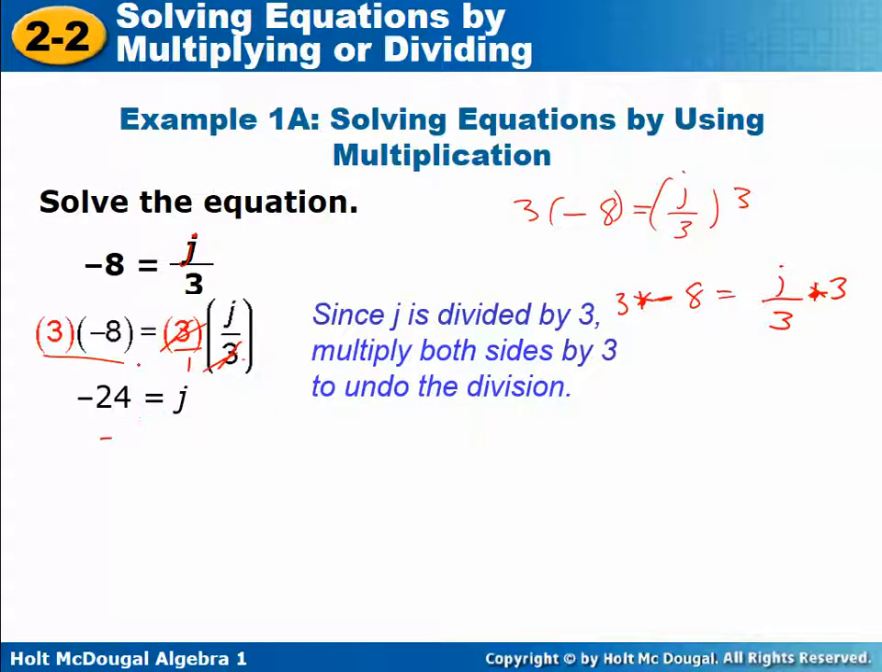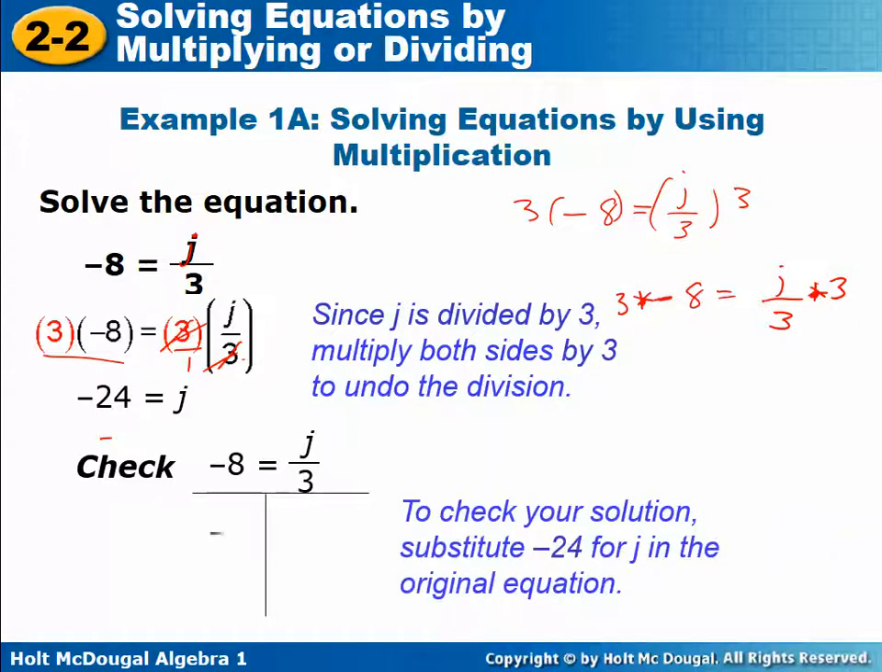We wanted to solve for the variable. So now we know that j is equal to negative 24. To check our work, we would just put the negative 24 back in where the j is and see if we get negative 8. Negative 24 divided by 3. Yep, that's negative 8, so it does check.